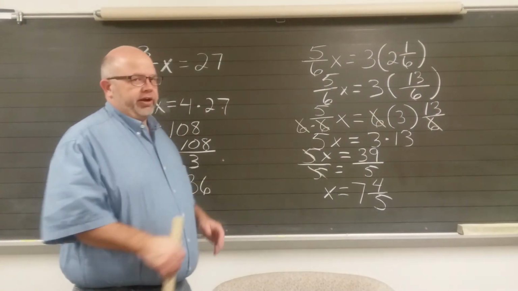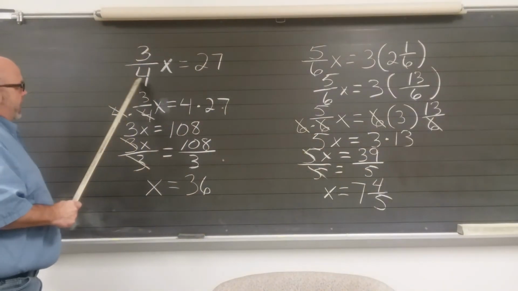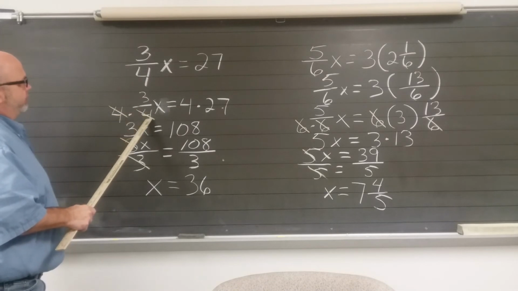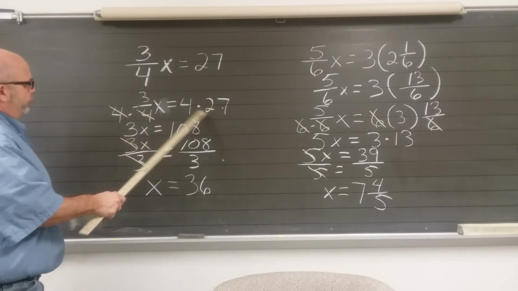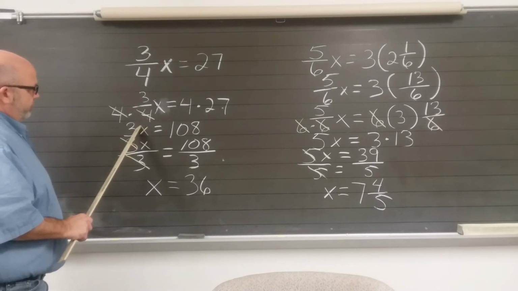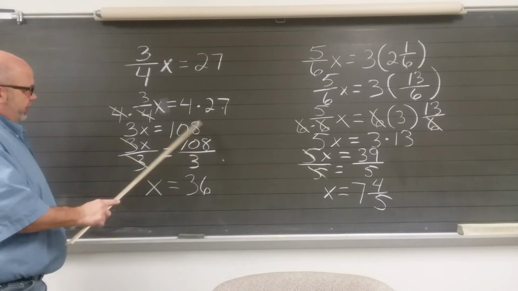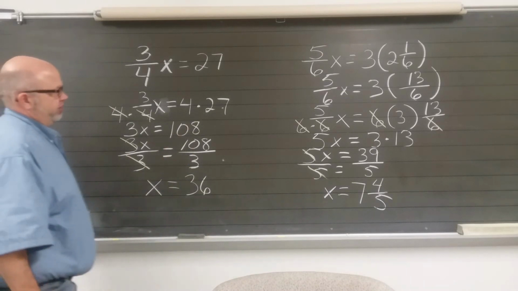Check this video out if you have any questions. If you have a fraction, 3 divided by 4, 4 times 4. Multiply 4 on both sides. That gets rid of the 4s. All you have left is 3x. 3x equals 108, then 3x divided by 3, 108 divided by 3, x equals 36.